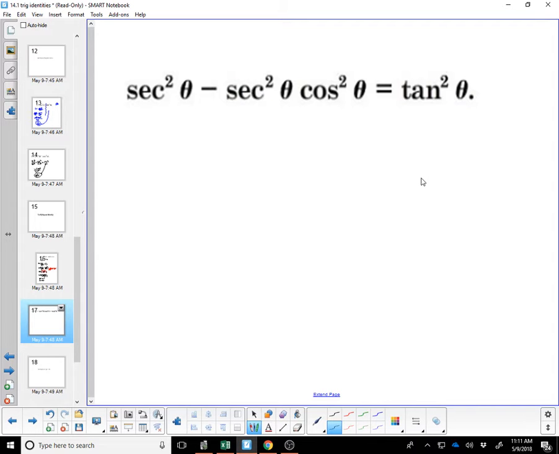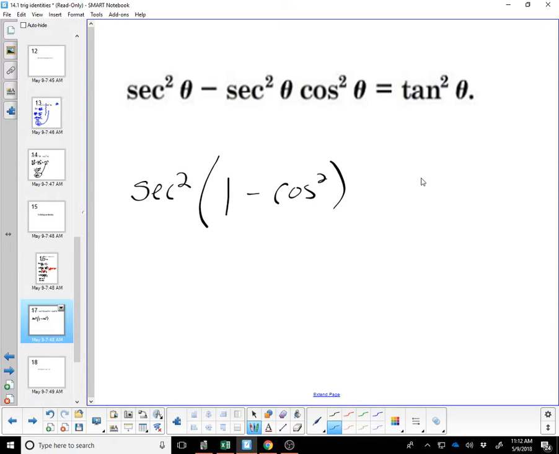I want to get the left side to just be tangent, right? Now, right off the bat, do you guys see they both have secant? They both have secant, don't they? For now, I'm gonna factor that out as secant squared, and this will become 1 minus cosine squared.